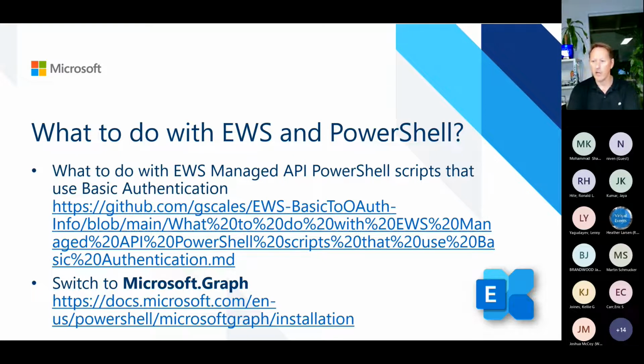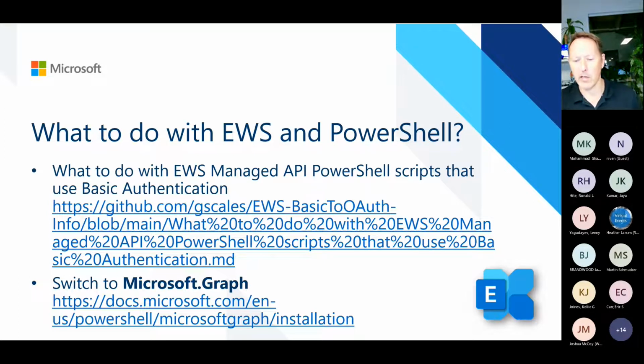If you have PowerShell scripts, there's also a method to do that. Actually, it's just the same. You now can access the service by creating a token and authenticating with a token. You see this nice long URL from that GitHub web page that says what to do with EWS managed API PowerShell scripts that use basic authentication. And there's a description of what you can do with PowerShell. Actually, it's the same simple process.